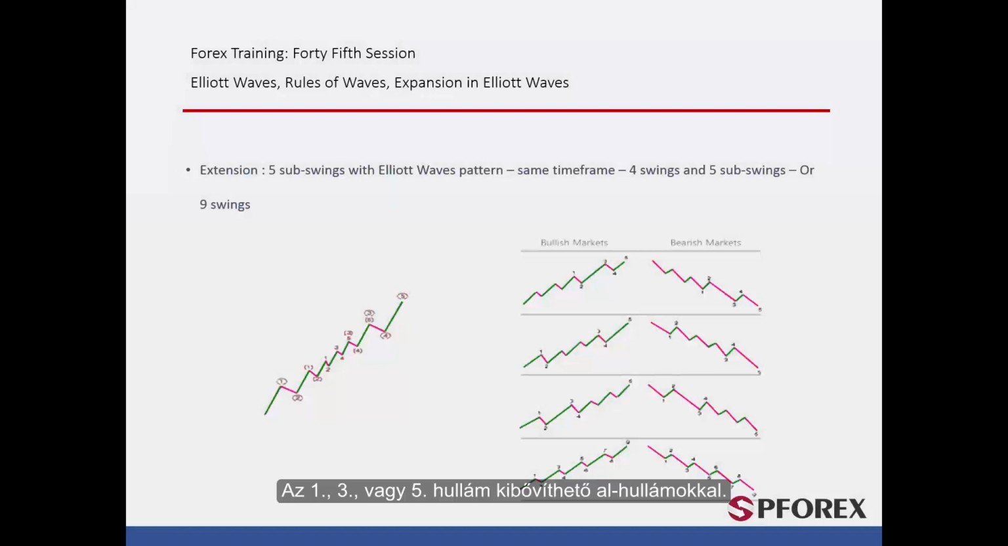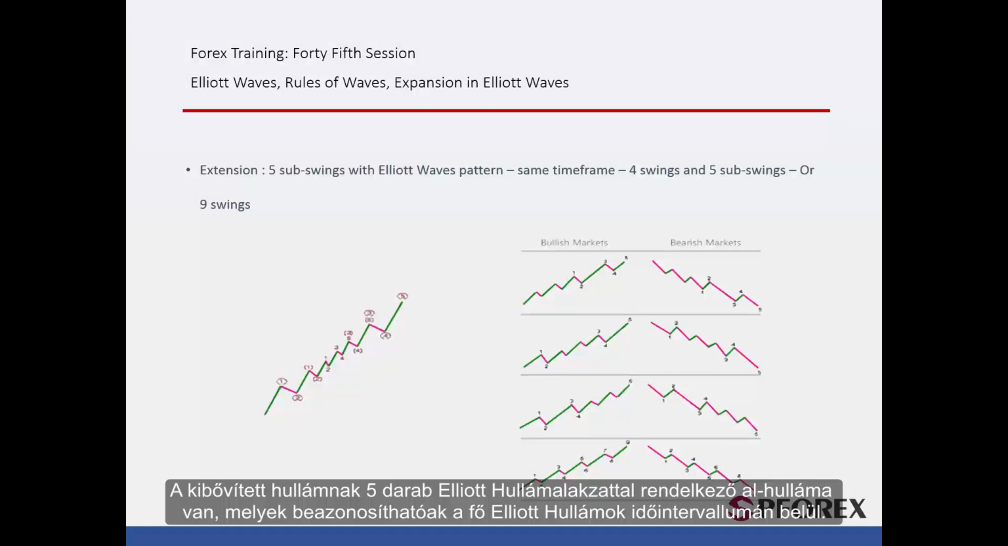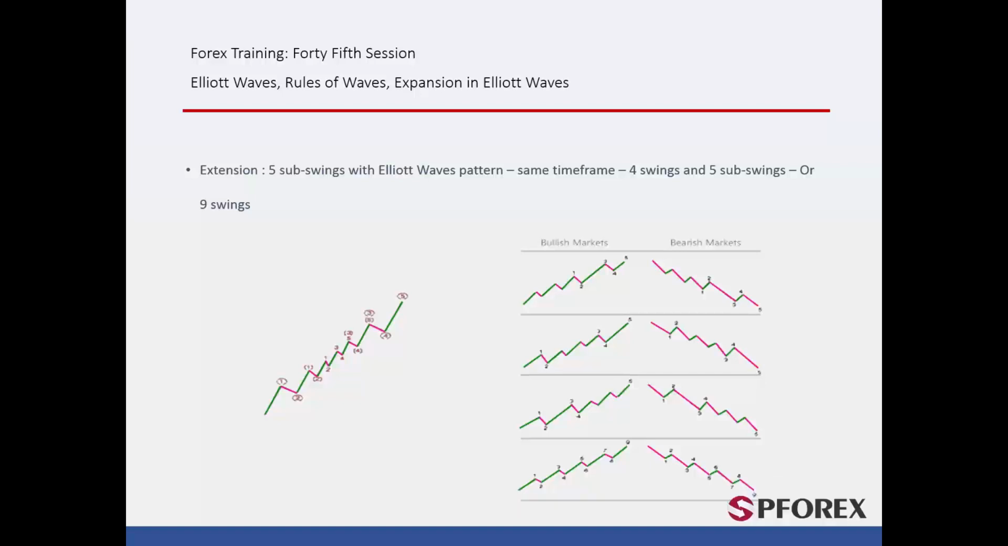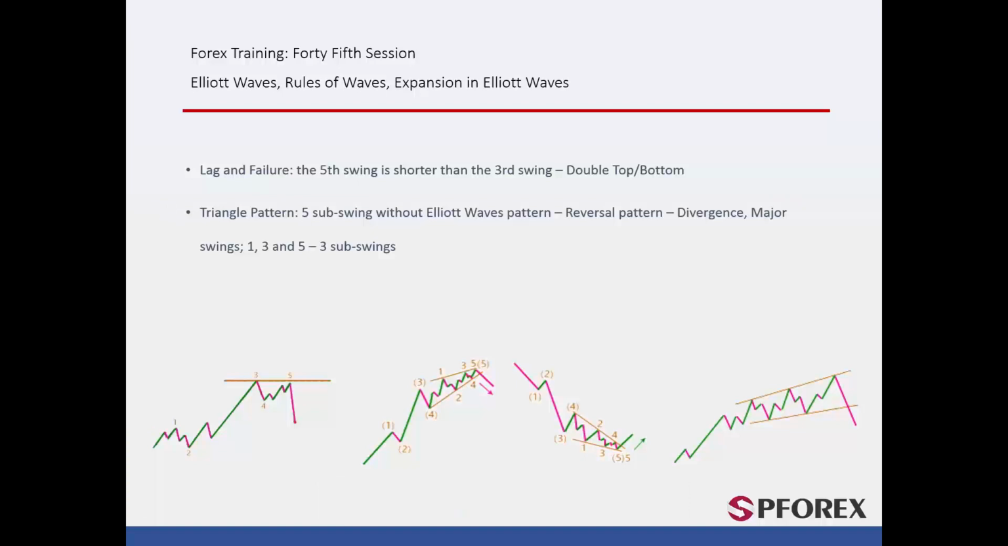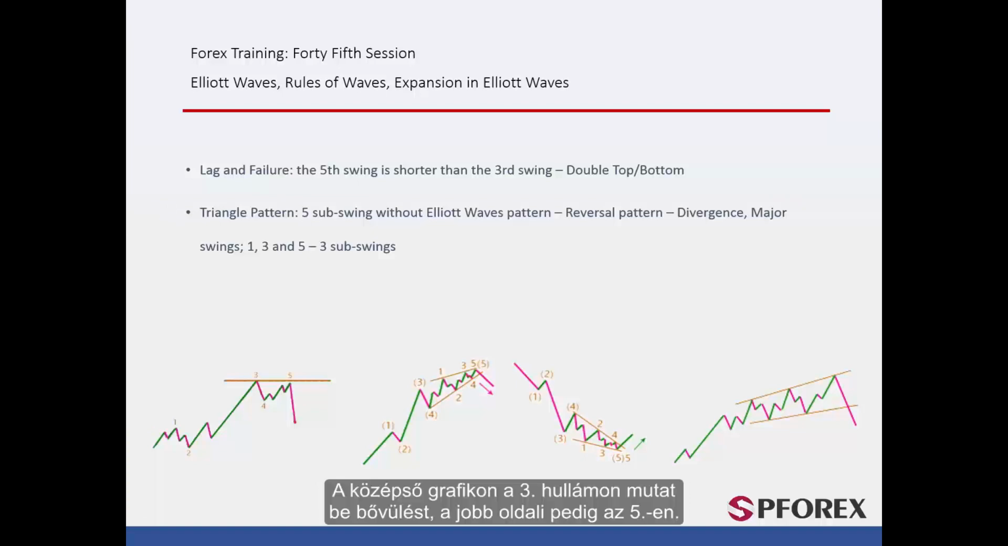Swings number 1, 3 or 5 can be extended by sub-swings. The extended swing has 5 sub-swings with Elliott wave patterns, which are detectable on the time frame of the main Elliott wave swings. Frequently, the third swing has an extension in its structure. The left graph shows the extension has occurred on the first swing. The middle graph illustrates the extension on the third swing, while the right graph displays the extension on the fifth swing.